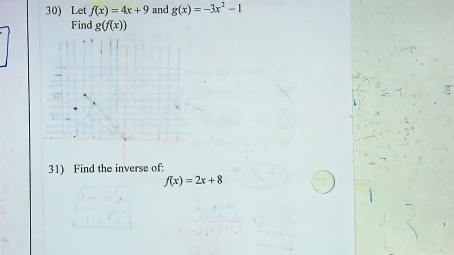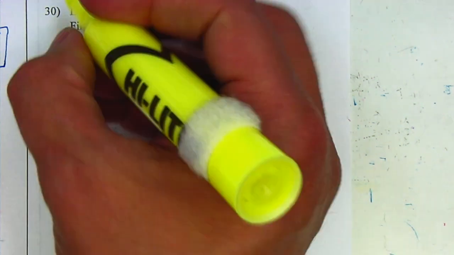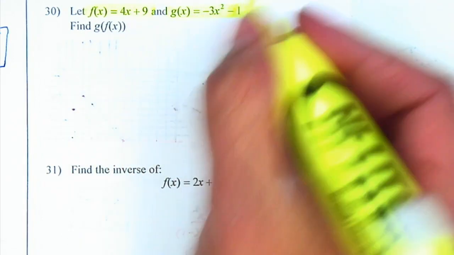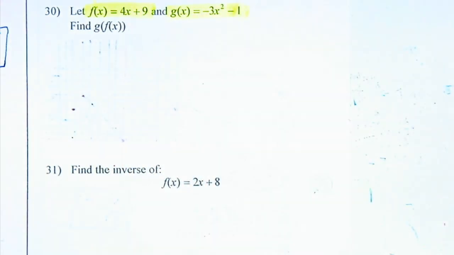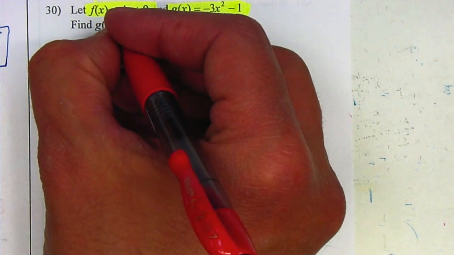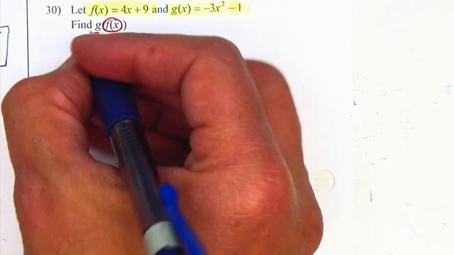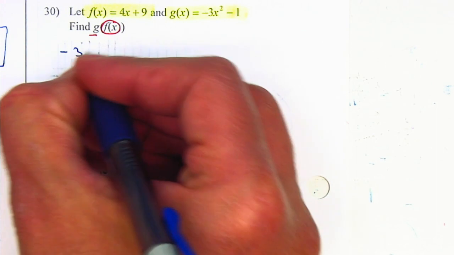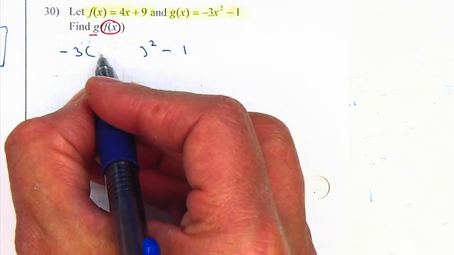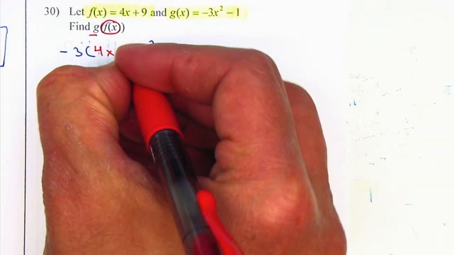Let's continue to problem number 30. On problem number 30, they ask you for a composition. They tell you that f of x is 4x plus 9 and g of x is negative 3x squared minus 1. And I need to find g of f of x. So I'm plugging the f of x inside the g. I need to write down g first. That'll be negative 3x squared minus 1. But instead of the x, I'm going to replace it with f of x, which is 4x plus 9.